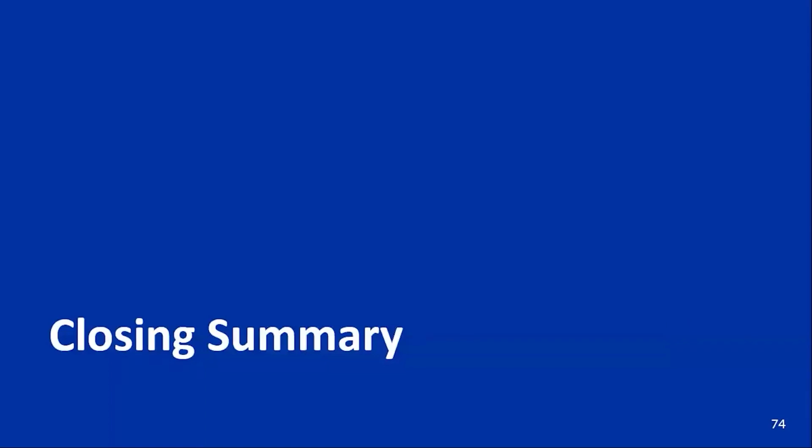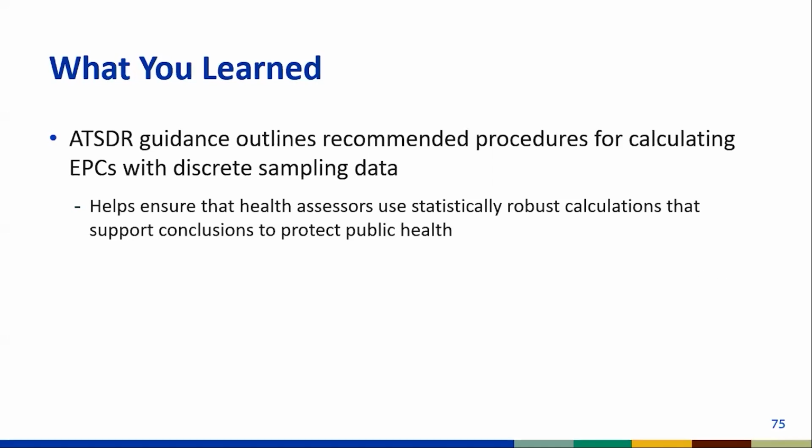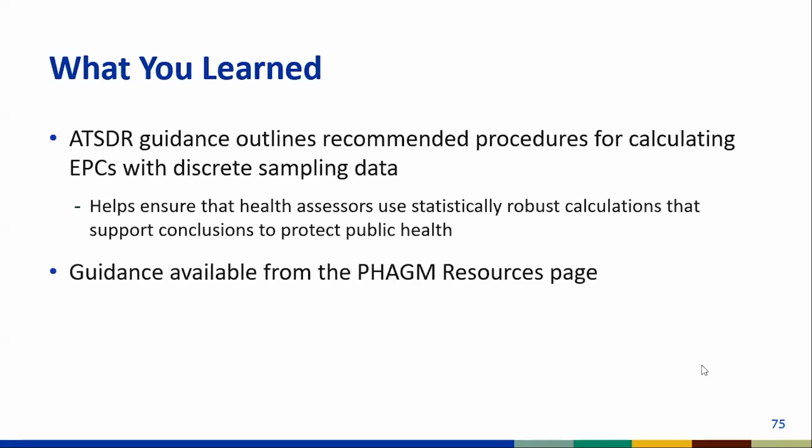We've now covered all of the technical content for this webinar. Before we close, I'll provide a brief overview of what you've learned. ATSDR has developed guidance that outlines the recommended computational procedures for calculating EPCs with discrete sampling data. The overall goal of this guidance is to outline procedures for estimating exposures to ensure that health assessors use statistically robust calculations that support conclusions to protect public health. You can access a copy of the EPC guidance by navigating to the resources page on the FAGM website.